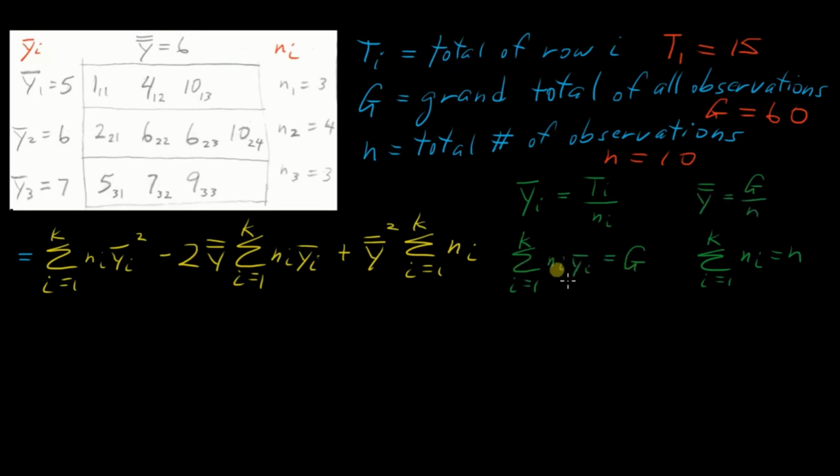Now I'm totaling up all the Ni's times the Y mean i's. So if i was 1, we would be doing 3 times the mean, and then we would be totaling that with, okay, now if i is 2, we're going to have 4 times 6. And then if i is 3, we're in this group, and we're going to do 3 times 7.